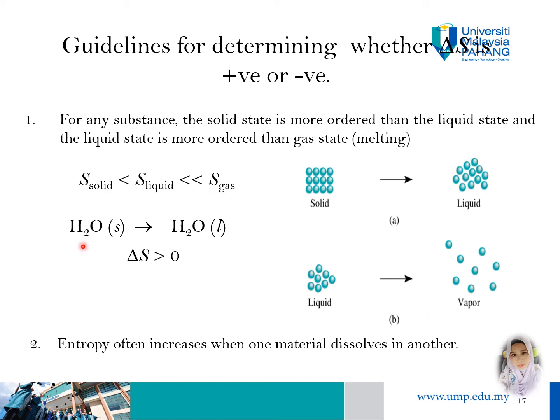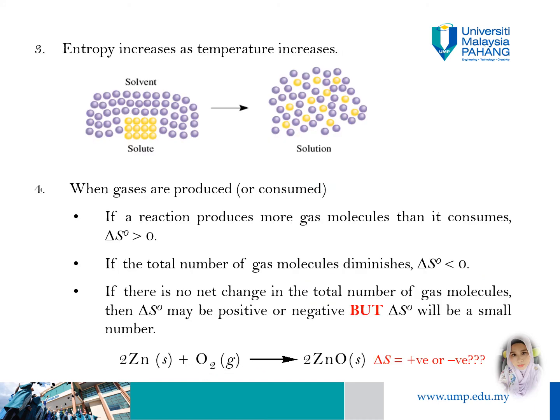So, upon melting, these molecules or atoms can occupy many more positions as they move away from the lattice points. Therefore, the molecules or atoms change from an ordered to a disordered phase, resulting in an increase in entropy because the number of microstates is increased. Okay, then the entropy also increases when one material dissolves in another. Entropy also increases as the temperature increases.